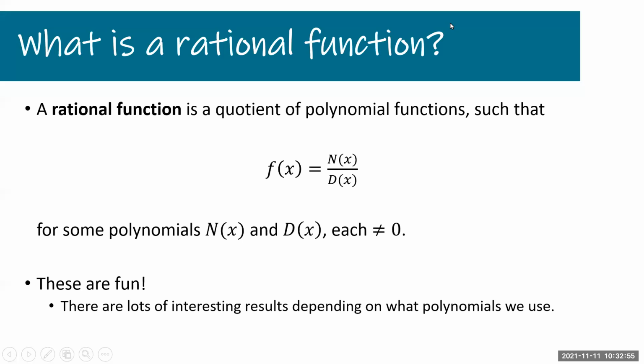So what is a rational function? A rational function is just a quotient of polynomial functions. So you're going to have a function on the top and a function on the bottom. Each of these is a polynomial function, which we've defined before, and each of them is not equal to 0. Can't have a 0 on the bottom because that's the whole thing. And if you had 0 on the top, it wouldn't be any fun. It would just be y equals 0.